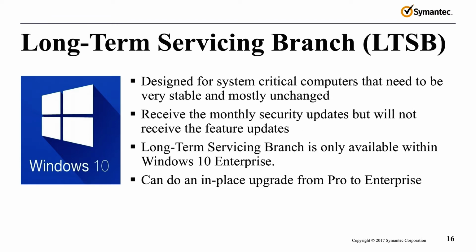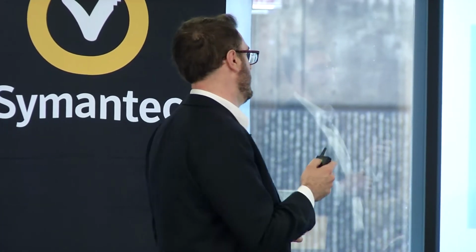And then finally, the long-term service branch. This is the one that, anything that you don't want to change in an unmanaged way, you need to put on the long-term service branch. And you do need the Windows 10 Enterprise version to be able to do that. So this is more akin to what we're used to, having the most control over when updates reach that operating system.